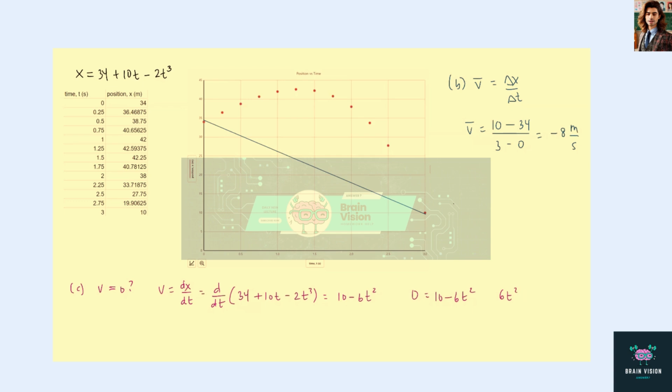Let's make my equal sign a little clearer. And so t squared will be equal to 10 over 6, which is 5/3. And my time will be equal to plus or minus the square root of 5/3. So I get plus or minus 1.291 seconds, but we can select the positive one because it has to be on the interval of 0 to 3 seconds.